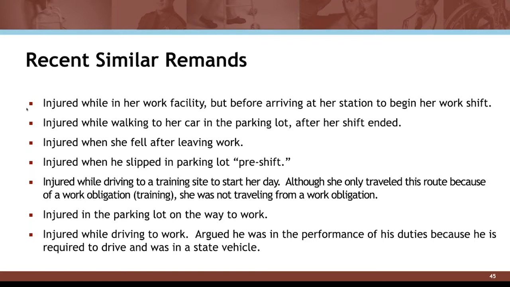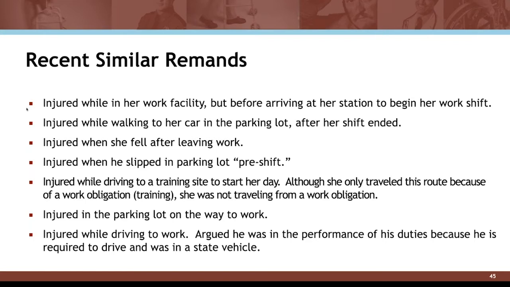The second bullet point is very, very common. The member was injured while she was walking to her car in the parking lot. She slipped on ice in the parking lot after her shift ended. What is interesting about this case, though, is the member claimed that after her shift ended, she was walking to her car, not to leave, but to obtain some paperwork that she had in there regarding some union matters. She was the de facto union representative. She was going to get those documents and then go back to work.